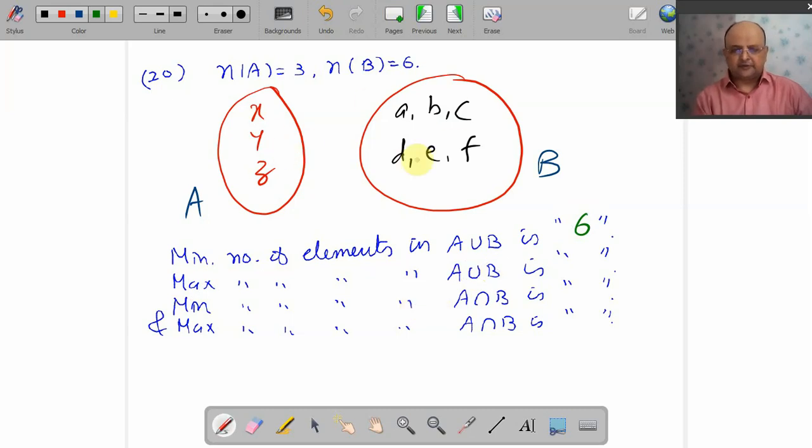Suppose these are all distinct. Here we have 6 elements, here we have 3 elements. Suppose they are 1, 2, 3 and these are 5, 6, 7, 8, 9, 10. Then all these 9 elements are distinct. So the maximum number of elements in A union B will be 9. I hope this is okay.